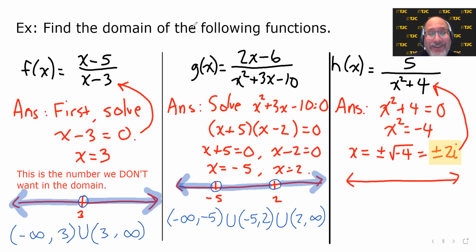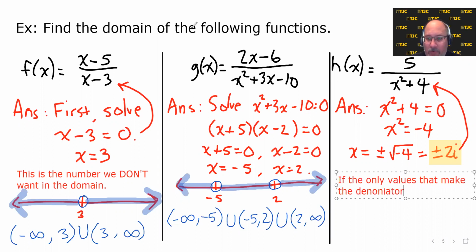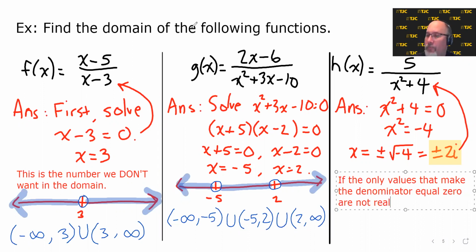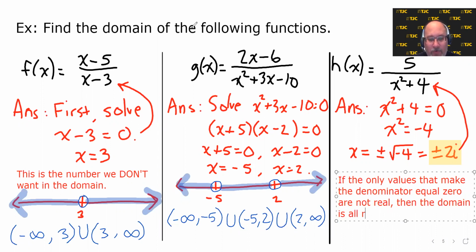The real number line does not contain imaginary numbers. So there's nothing I would remove from the number line because the only numbers that are bad don't even live there. I guess in words, I could say something like this. If the only values that make the denominator equal to 0 are not real, as these aren't, then the domain is all real numbers.